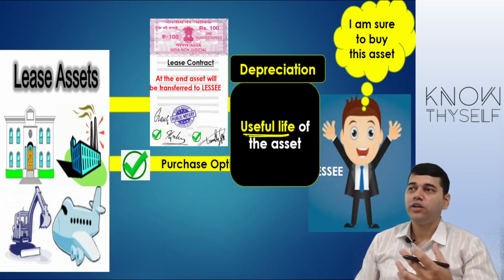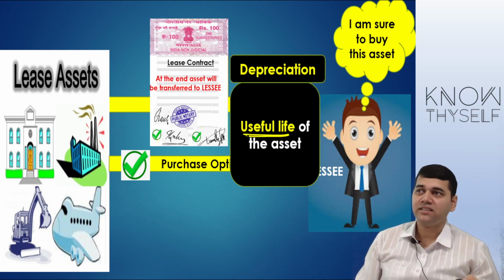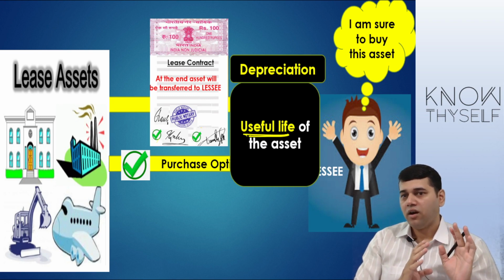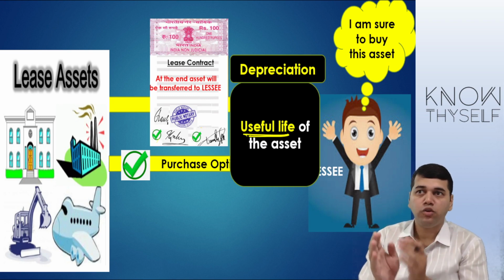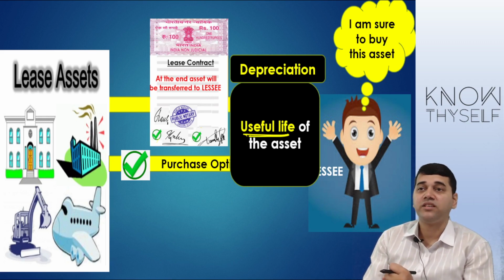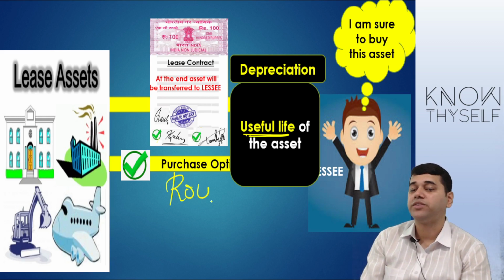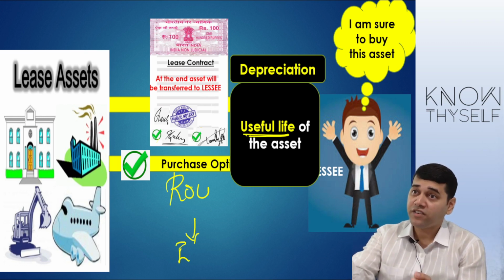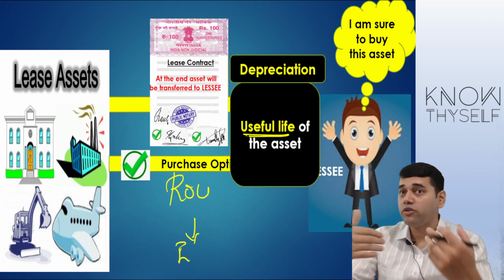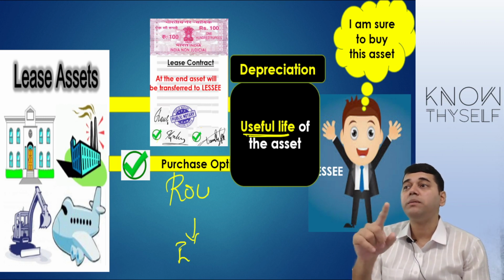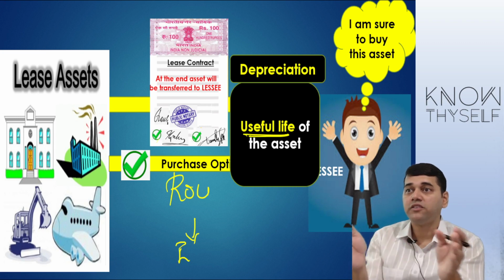If you are going to compulsorily get the asset, you are going to enjoy that asset, whatever may be the life. Or you have an option and you are sure on day one that you are going to buy it. In such a case, generally for the ROU asset, over how many years do we depreciate? The lease term, because after the lease, the contract is finished and the lessor takes back the asset. But if after the lease contract I am going to enjoy that asset, then the ROU asset depreciation should not be based on the term of the lease, but on the life of the asset.